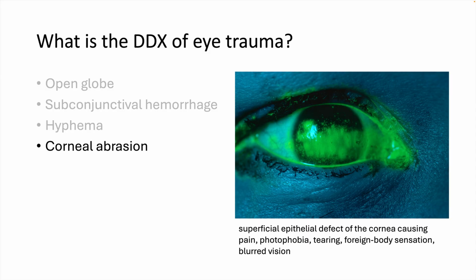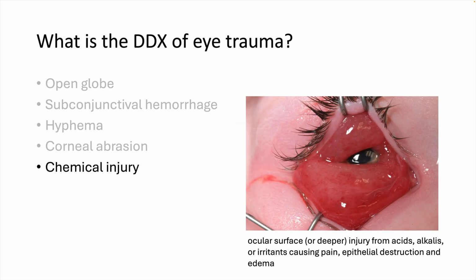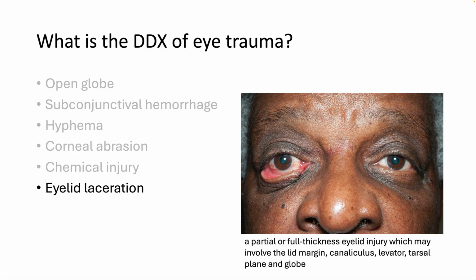A corneal abrasion is defined as a superficial traumatic epithelial defect of the cornea, causing pain, photophobia, tearing, foreign body sensation, and blurred vision. A chemical injury is defined as an ocular surface or deeper injury from acids, alkalis, or irritants causing pain, epithelial destruction, and edema. An eyelid laceration is defined as a partial or full thickness eyelid injury which may involve the lid margin, canaliculus, levator, globe, and tarsal plate.